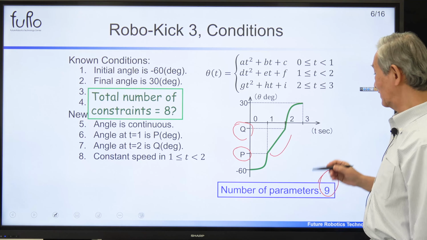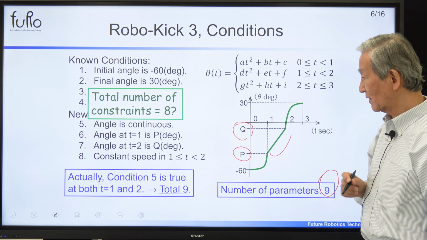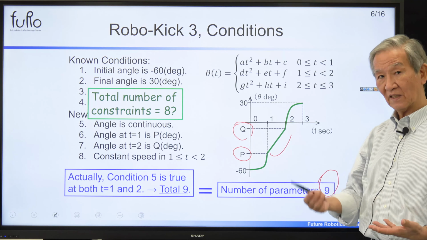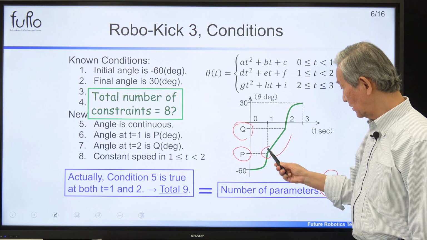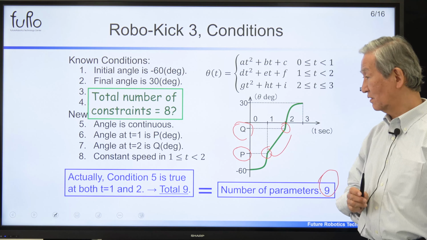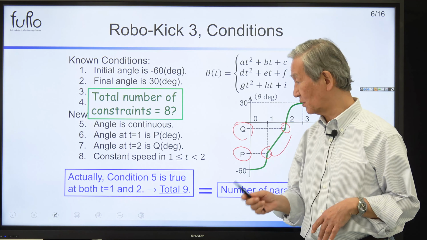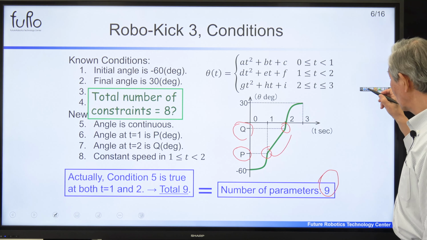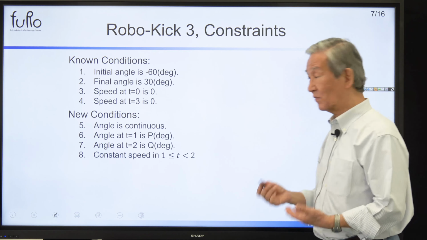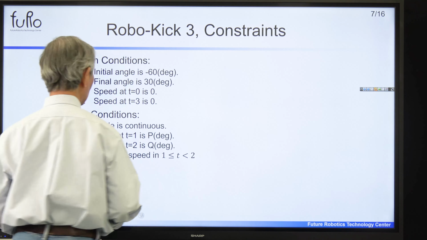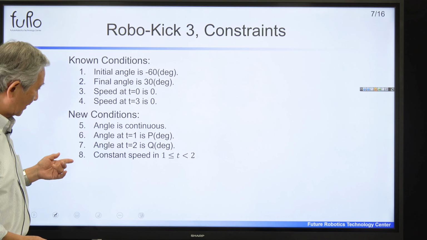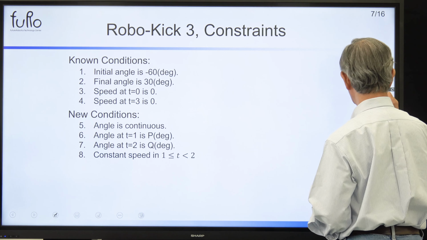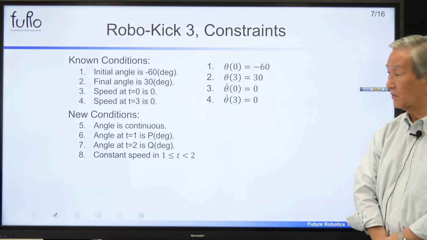Haha, it's not 9. Well, actually, condition number 5, angle is continuous. That condition can be used both here and there. So actually, there are 2 conditions there. So altogether, that's 9 equal to 9. So we should be able to solve for every parameter. 1, 2, 3, 4, 5, 6, 7, 8, and for this 5, we can write down 2 equations. So this is what we come up with.